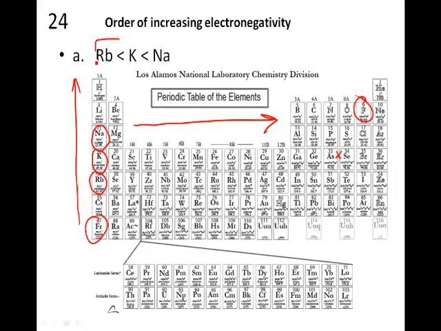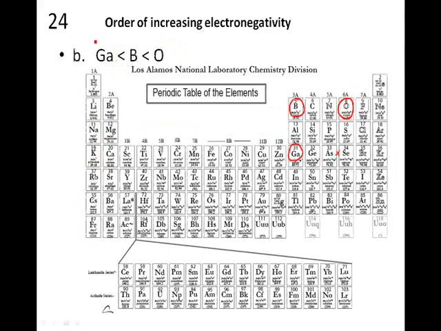elements are in the alkali metal family, and so the smallest electronegativity will be at the bottom of that group. Here we see gallium, boron, and oxygen. And gallium is the lowest here. Oxygen is closest to fluorine, so it's the highest, and boron would be right in the middle.